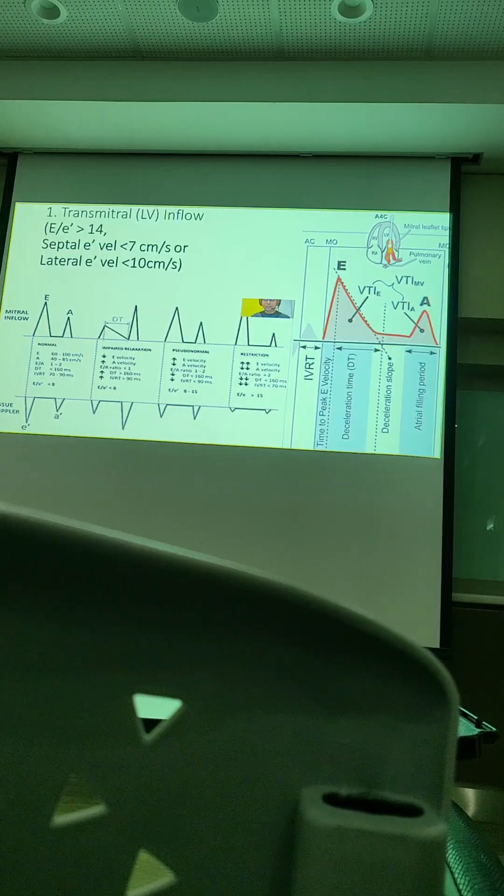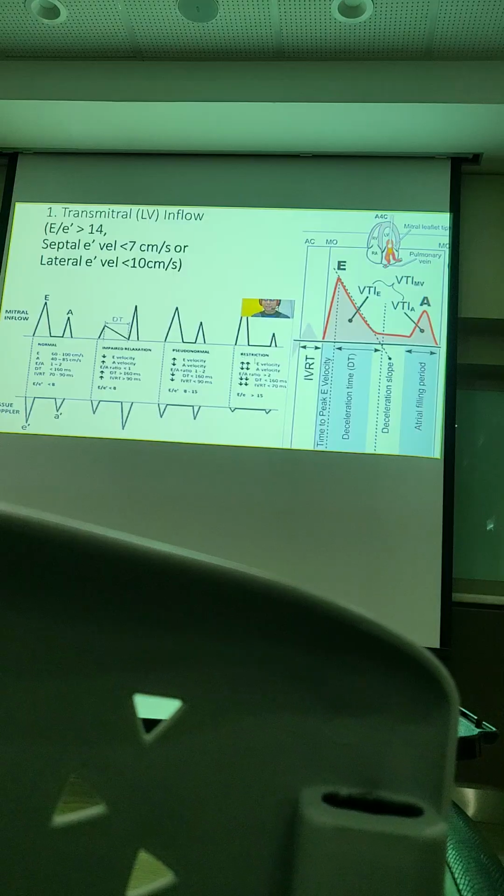Okay, because it relaxes too fast, it doesn't allow time, it doesn't allow movement of blood from the LA to the LV. Sebab laju sangat. You have to do it slowly. Baru you get more blood from the LA to the LV. So when this happens, see, it does it very fast.